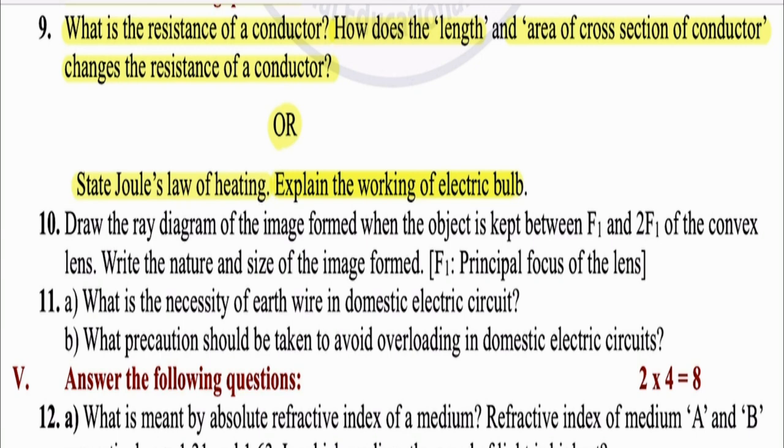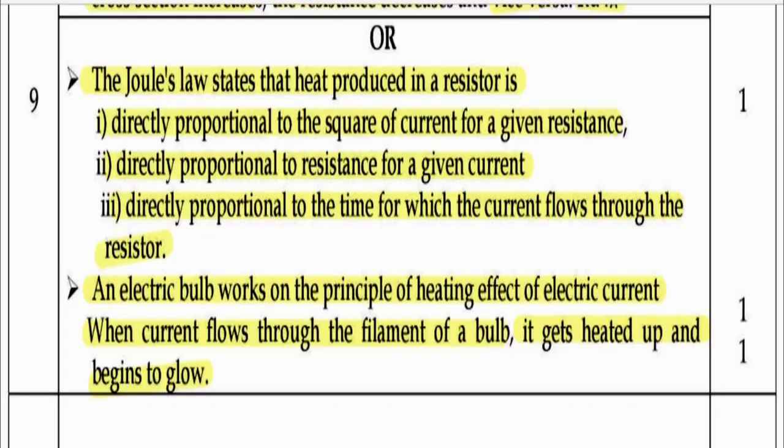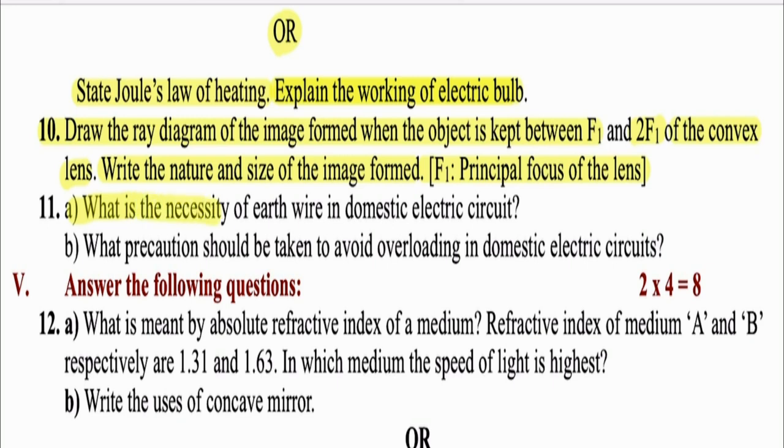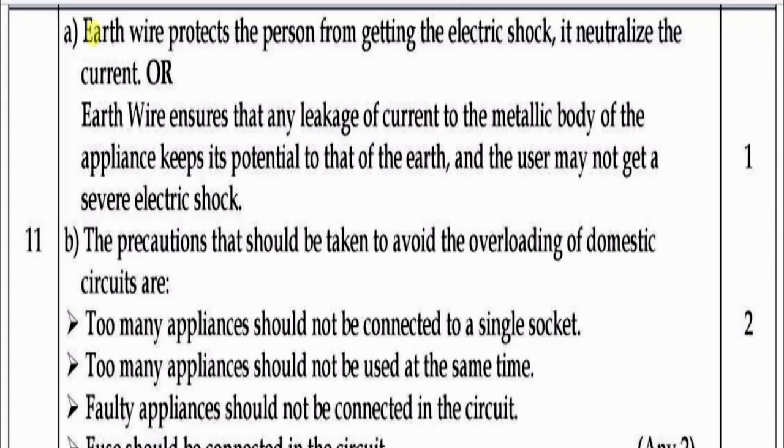10th question. Draw the ray diagram of the image formed when the object is kept between F1 and 2F1 of the convex lens. Write the nature and size of the image formed. F1 is the principal focus of the lens. Here this is the image and the nature is enlarged, inverted and real. A. What is the necessity of earth wire in domestic electric circuit? Earth wire protects the person from getting an electric shock.